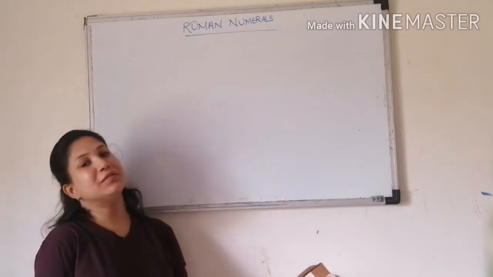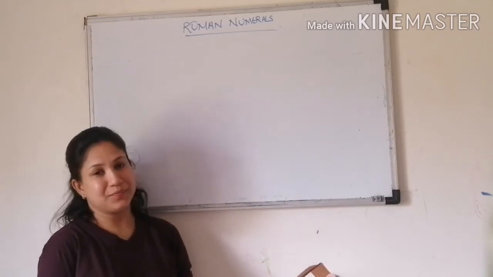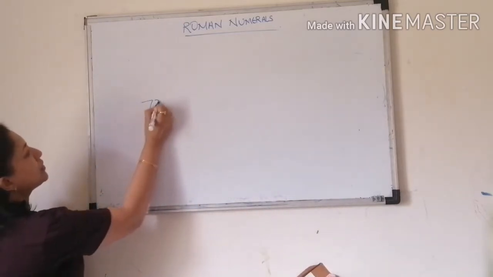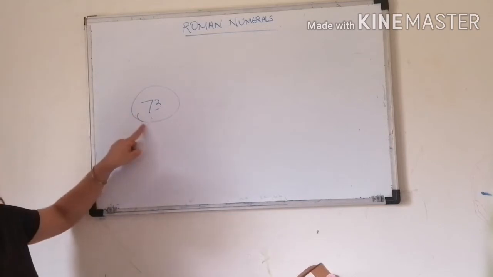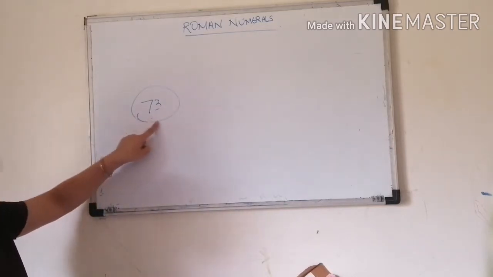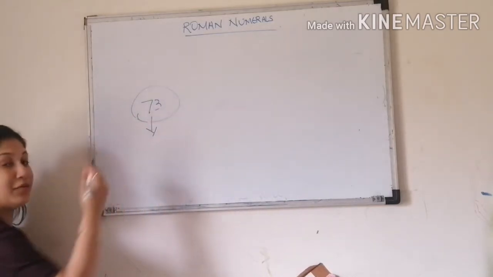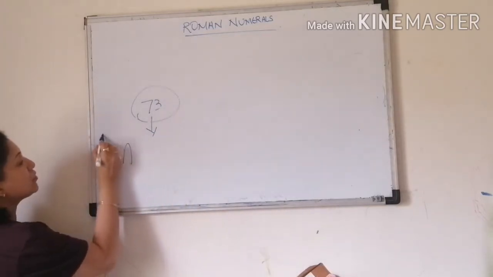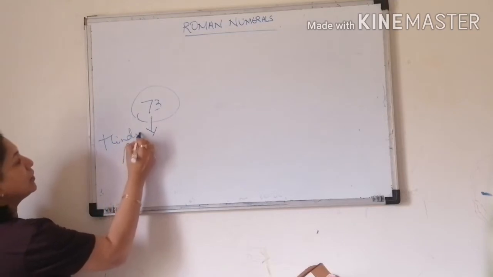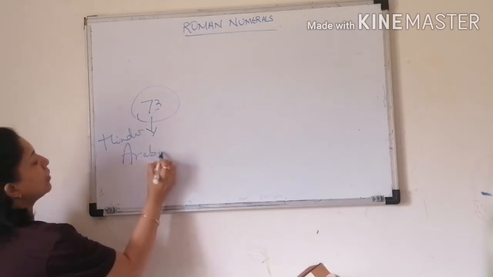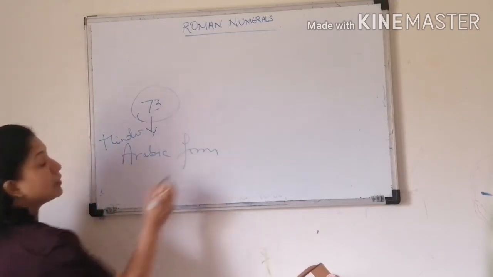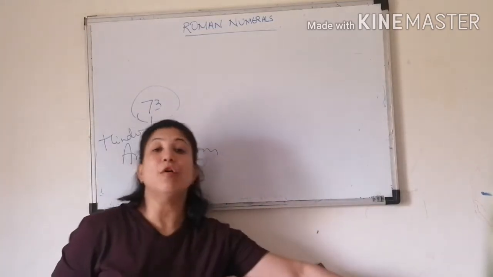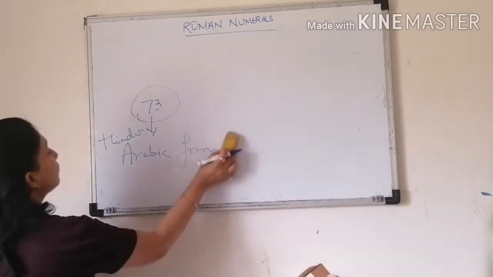Children, today we will learn about Roman numbers. Before I start Roman numbers, let me tell you one small thing. Beta, this number what I have written on the board is 73. But we have different forms of numbers, not types, I am telling you. This is called the Hindu Arabic form. The numbers that we write in mathematics fall into the Hindu Arabic form.